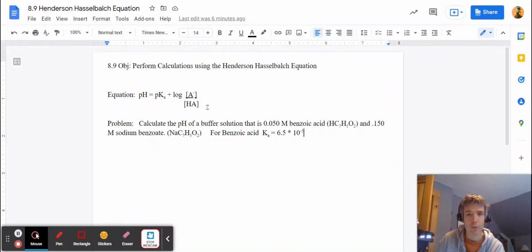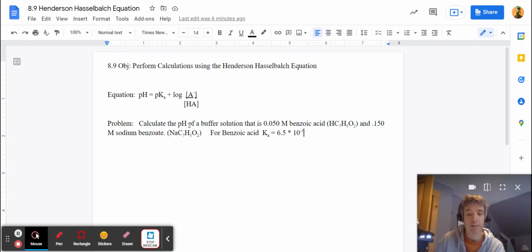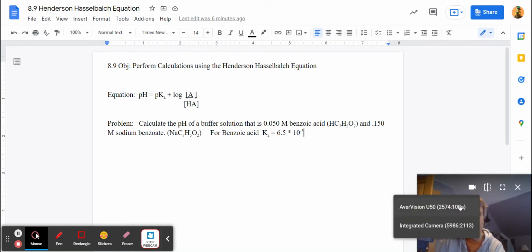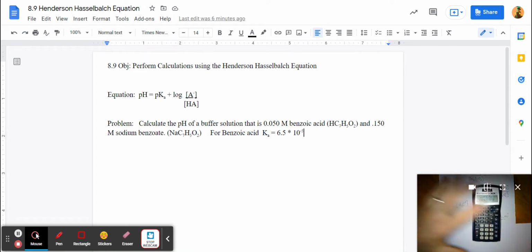Okay, here's our equation that we're going to use, and we're going to solve this problem. I'm going to solve it both ways: with the equilibrium approach, like an ICE table and then a Ka value, and then use the Henderson-Hasselbalch equation to show you that they are both a viable approach to solving the problem.